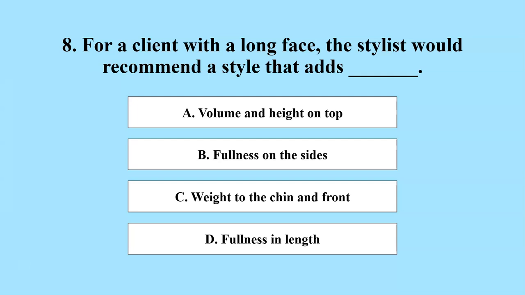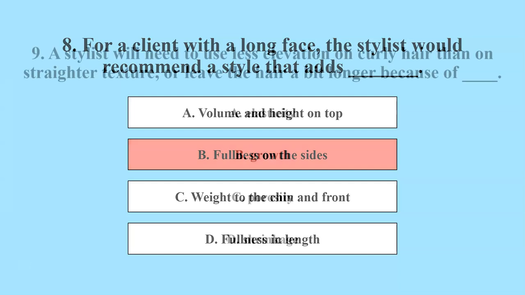For a client with a long face, the stylist would recommend a style that adds volume and height on top, fullness on the sides, weight to the chin and front, fullness in length. If you chose B, fullness on the sides, you are correct.